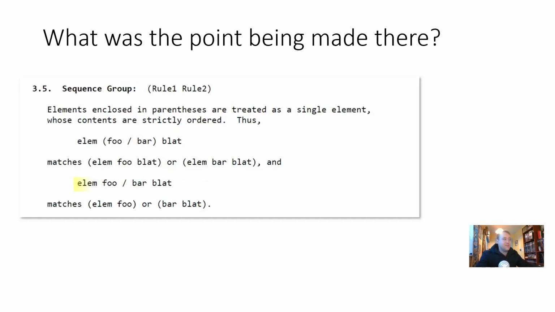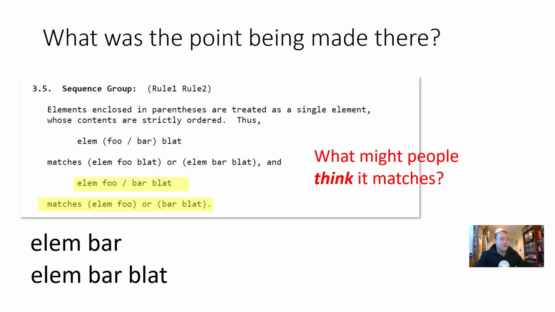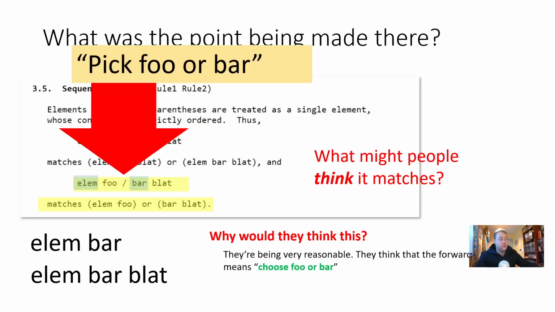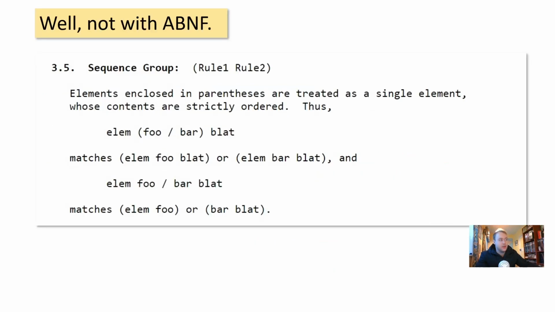So what was the point being made there? Okay. What might people think that matches in yellow? elem bar, you might think it matches elem bar or elem bar blat. Okay, so we take the elem and the bar. And why would they think that? They're being very reasonable. They think that the / means choose foo or bar. And why would they think that? Because that's how a slash works in English. It separates the word on either side in everyday English.